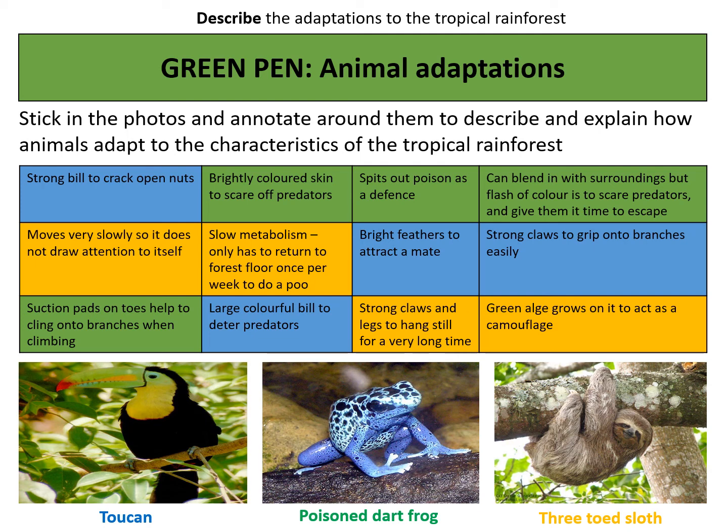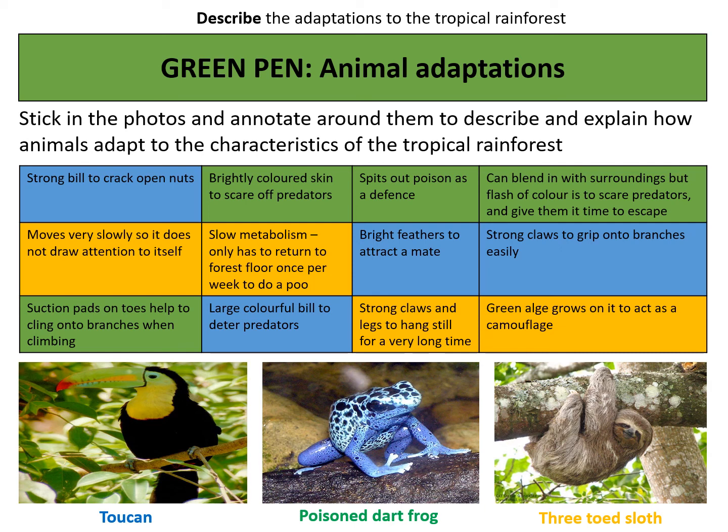The poisoned dart frog then is our green colour. Now their suction pads on the toes help them to cling onto the branches when they're climbing. So that allows them to reach up into the emergent and canopy layer in order to get more vegetation and food. Now, you can see they're quite brightly coloured, and that's because we want to scare off the predators, and because they spit poison in their defence. So if a predator came near them and tried to eat them, they would die because the poison would kill them.